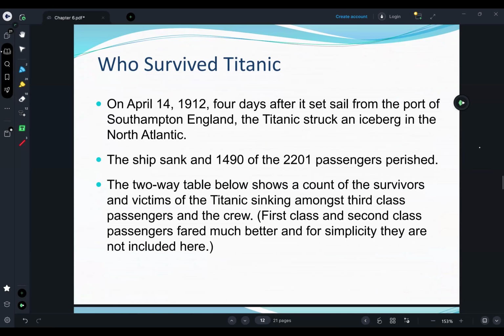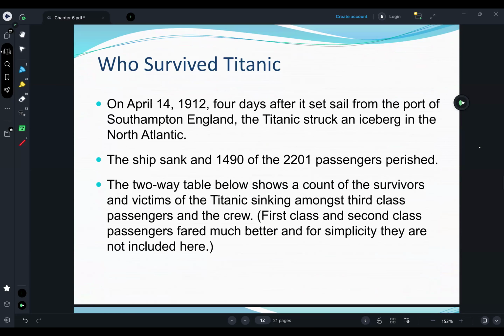This has also been studied lots. The famous Titanic, everyone's heard of the Titanic, the sinking. I don't think there's too many people in the world that haven't heard of this. In 1912, the large ship wasn't supposed to sink, but it did, off the coast of Canada.